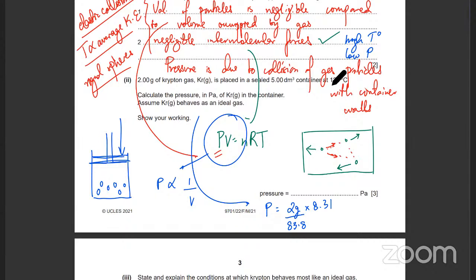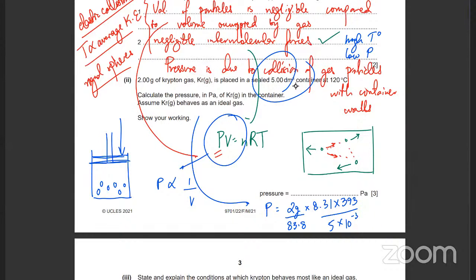Kelvin. 393. Plus 273. So 393 degrees should be in kelvins. That's nRT and divide by V. So 5 dm cube. What value should I use? 5 over 1,000, or 5 into 10 to minus 3. So tell me what the answer to this is.